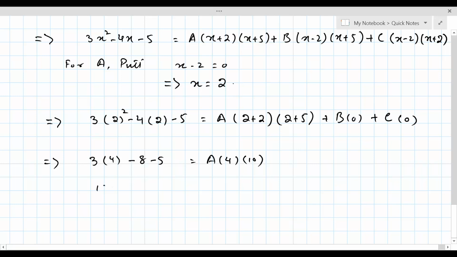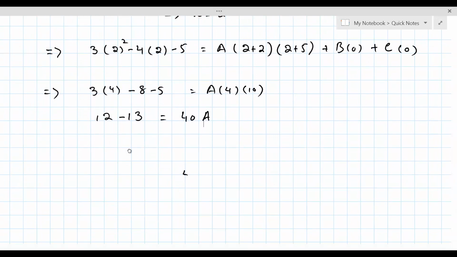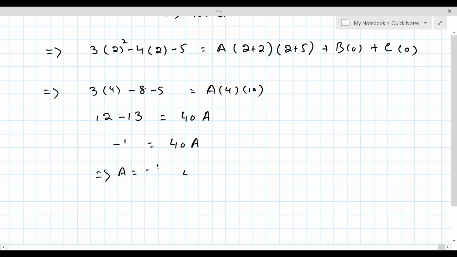So this is 12 minus 13 equal to 40a. So this gives us a equal to minus 1 over 40. This means a is equal to minus 1 over 40. So this is the value of a, and now we will find the value for b.